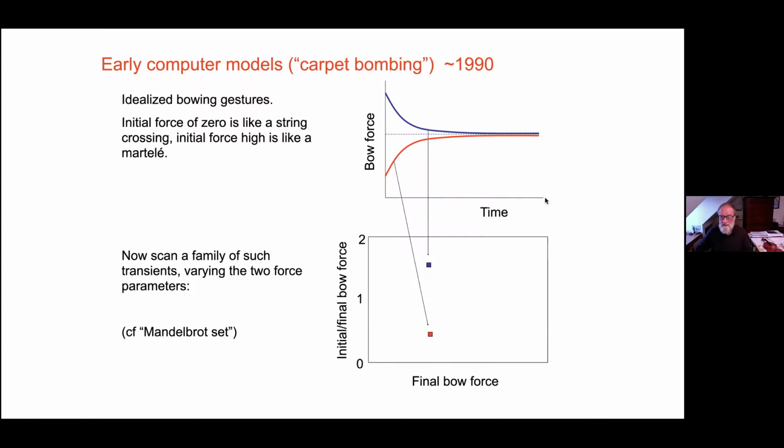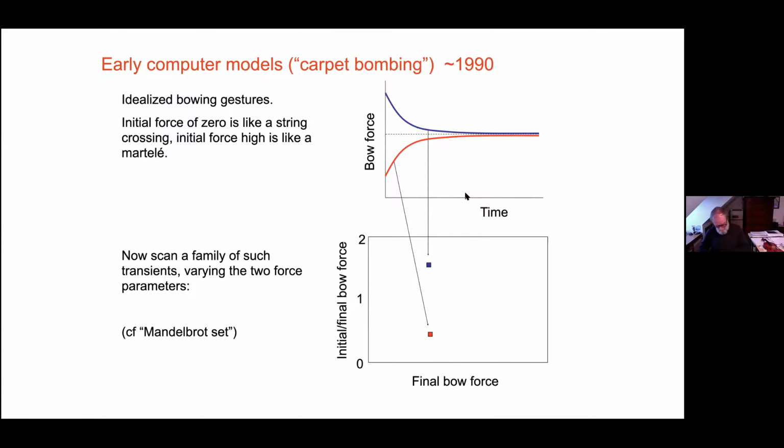So, the significance of this family is that they're governed by two parameters, the final force and the initial offset. Two is good because we can draw pictures in 2D. So I plot final bow force along here, initial offset, initial force as a ratio. So a ratio of 1 means we simply switch the force on at a constant. A ratio less than 1 means it's like the red ones. A ratio bigger than 1 means it's like the blue ones. Each particular thing, like the pictures in the upper one, corresponds to a dot in this diagram. Then we can get the computer to scan over them.